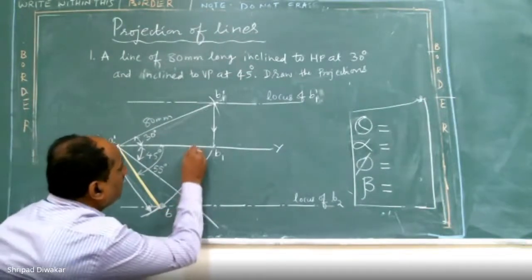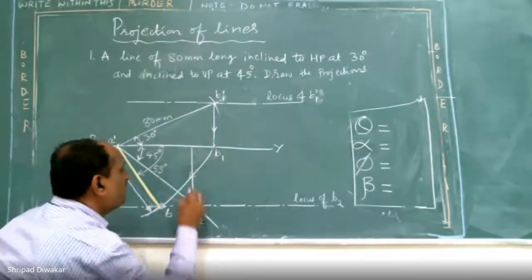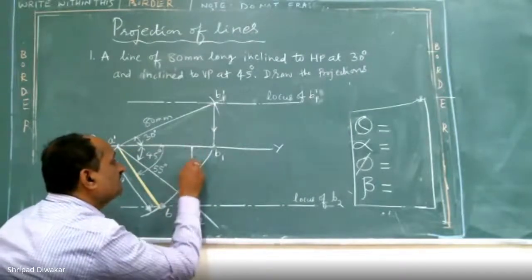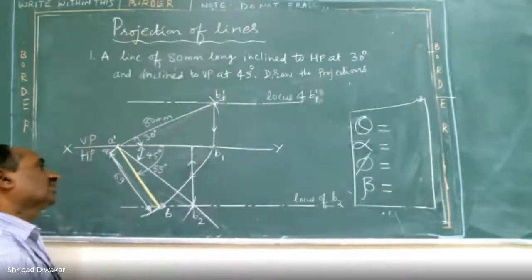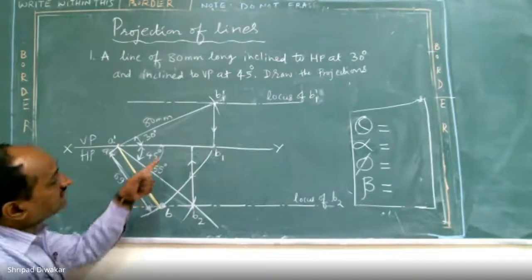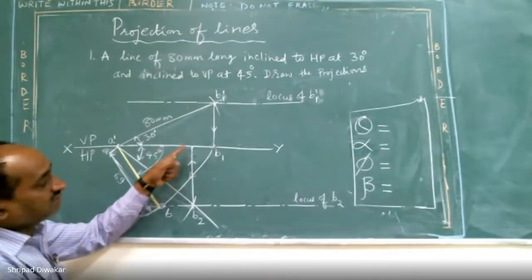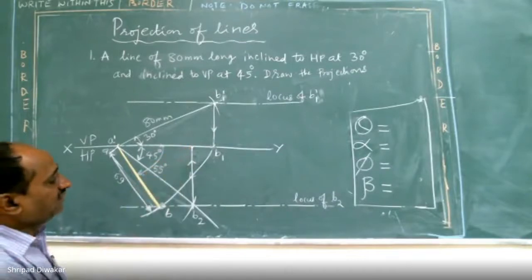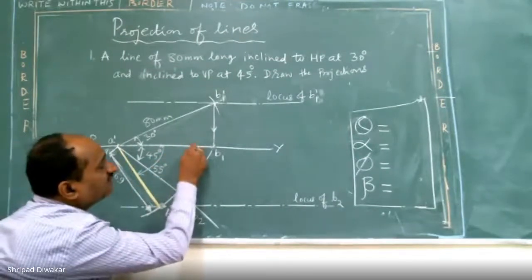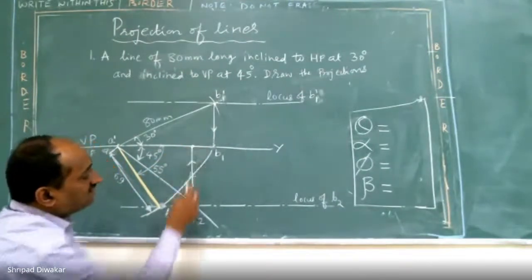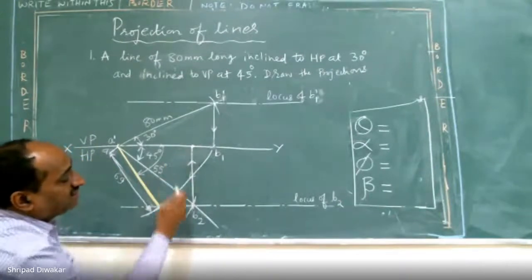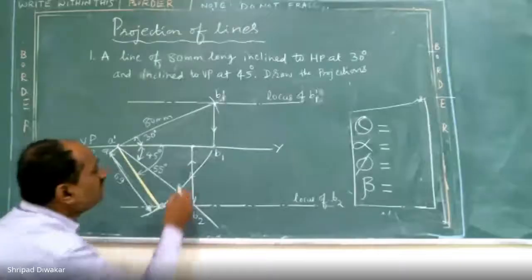Draw a line in the upward direction from B2. You see the arrow mark, and go till it cuts the XY line. Because I don't have any locus line, you have to stop here only. And what is this point? This is top view. How to represent the front view of this one? B2 dash. Good, it is B2 dash.